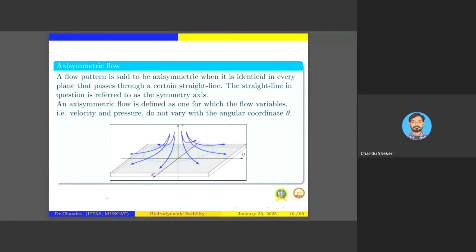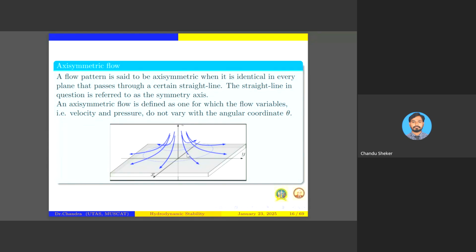Now, axisymmetric flow. Here, in the definition itself, we can understand what symmetric means: the same flow about the axis. Axis means a line. So the flow pattern is said to be axisymmetric if it is identical along the plane that passes through a certain line, and that line is the axis.